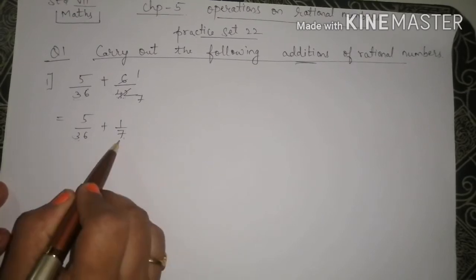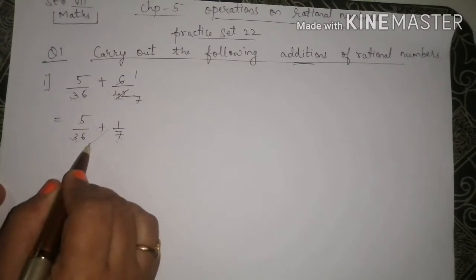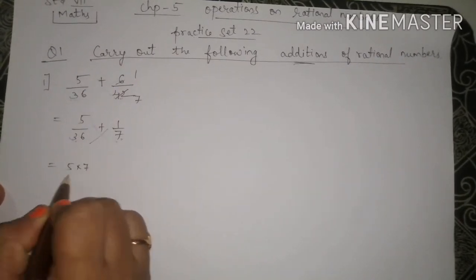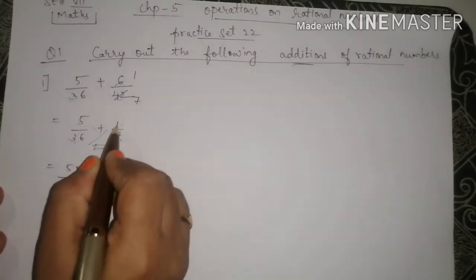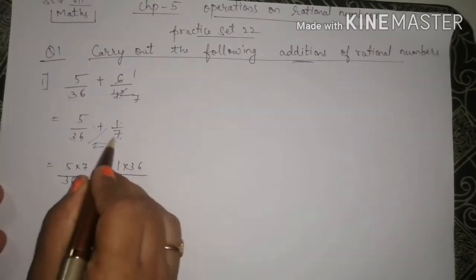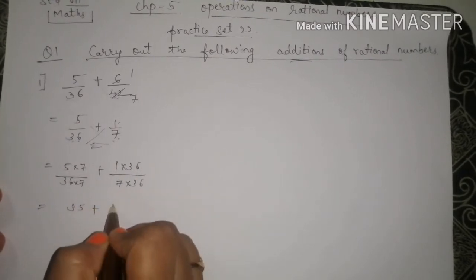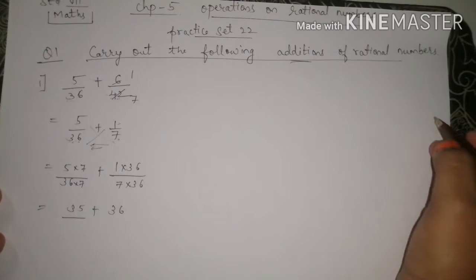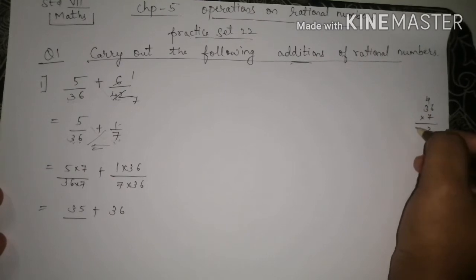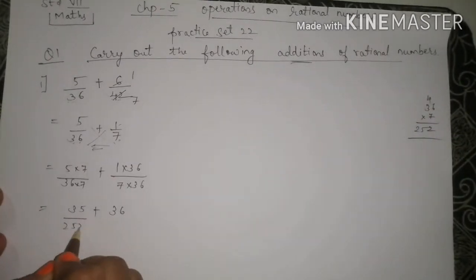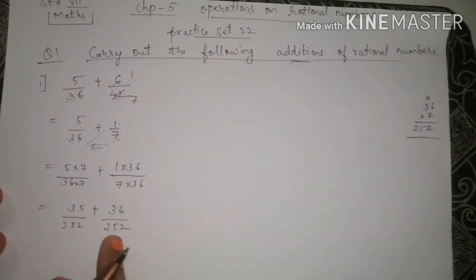Now again check the denominators. Denominators are not the same, so I have to make the denominators the same by cross multiplication. 5 into 7 upon 36 into 7, plus 1 into 36 upon 7 into 36. So 5 sevens is 35, plus 36 ones is 36. 36 sevens: 7 sixes are 42, 7 threes are 21 and 4 makes 25, so it is 252. Upon 7 into 36 will be the same, 252.